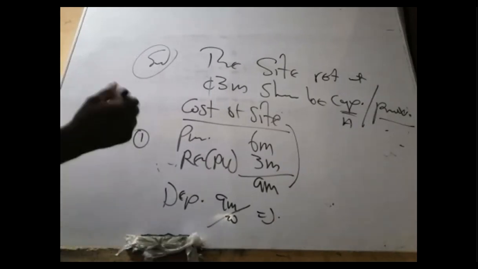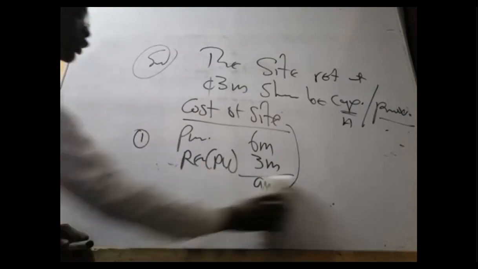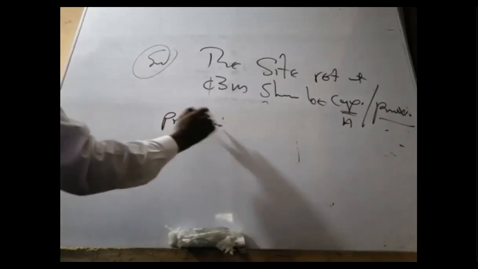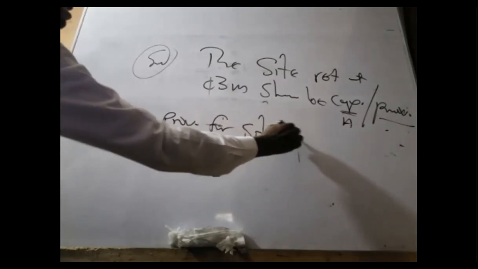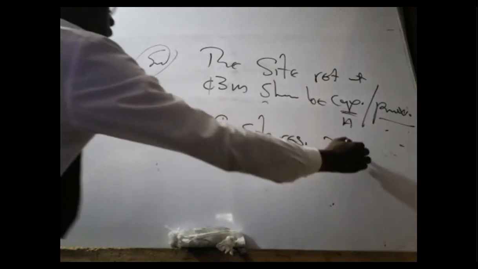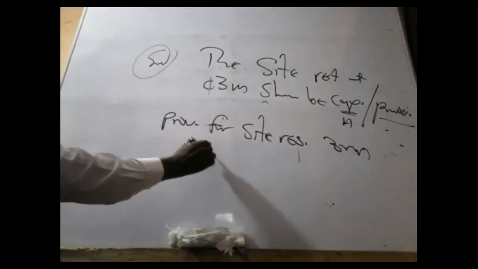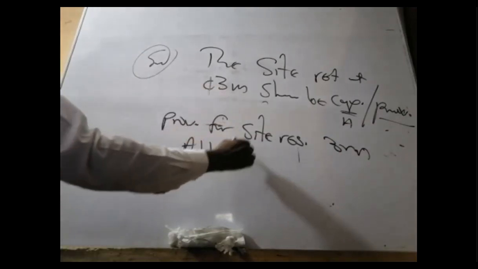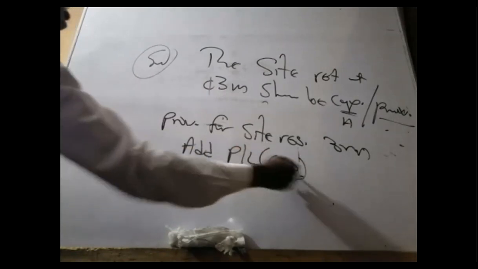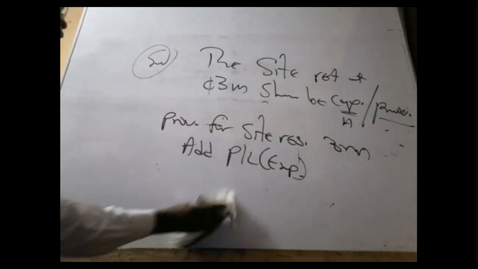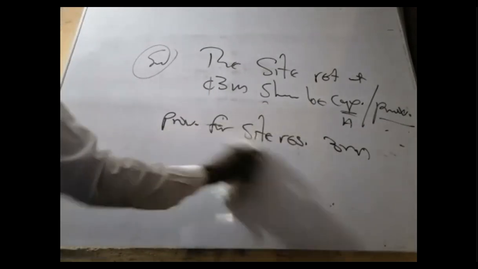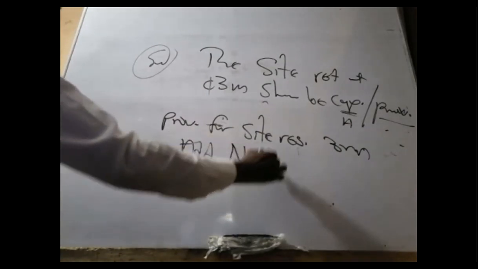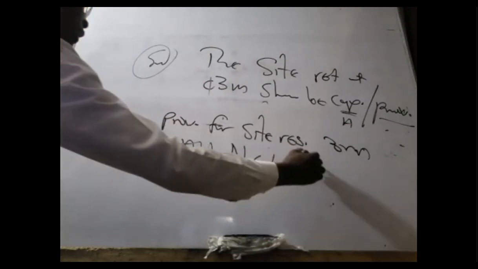Point 2 is a provision itself. So point 2, provision for site restoration of 3 million should be made. Accounting treatment, add this provision to your P&L as what? Expense. Sorry, we are done with the P&L. We've added it already, so add it to your non-current liability. That is all. That is the credit component.